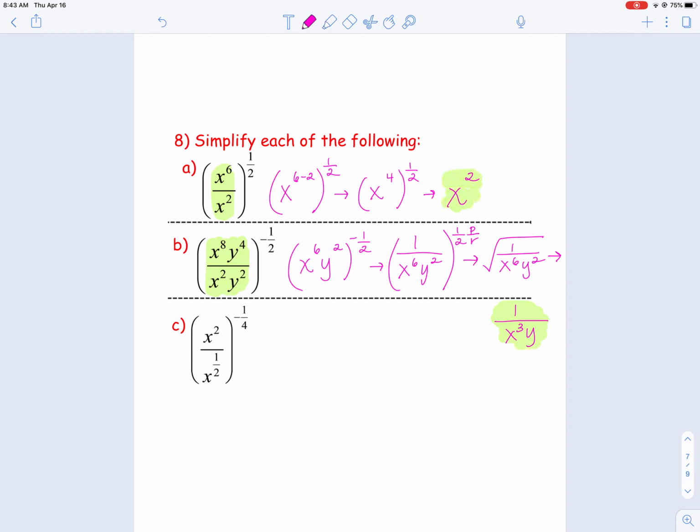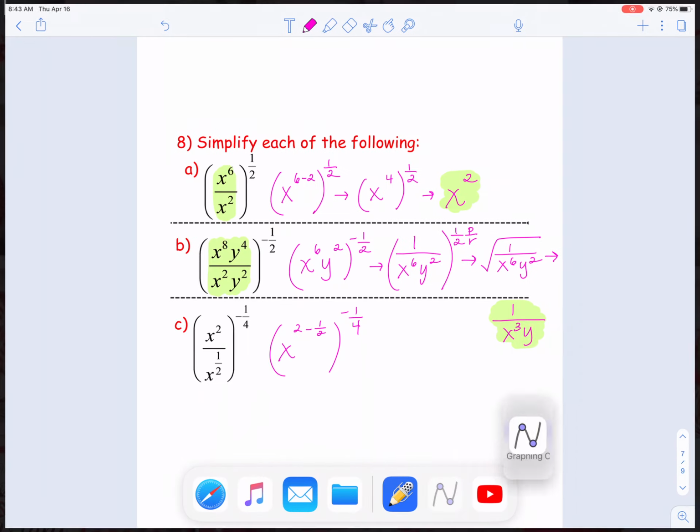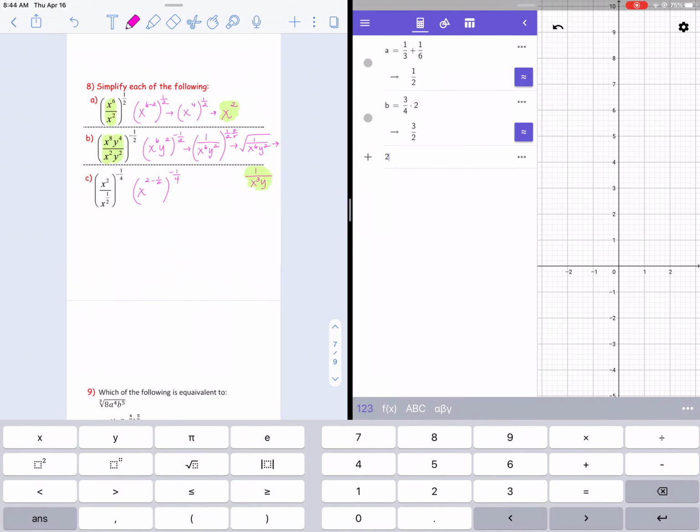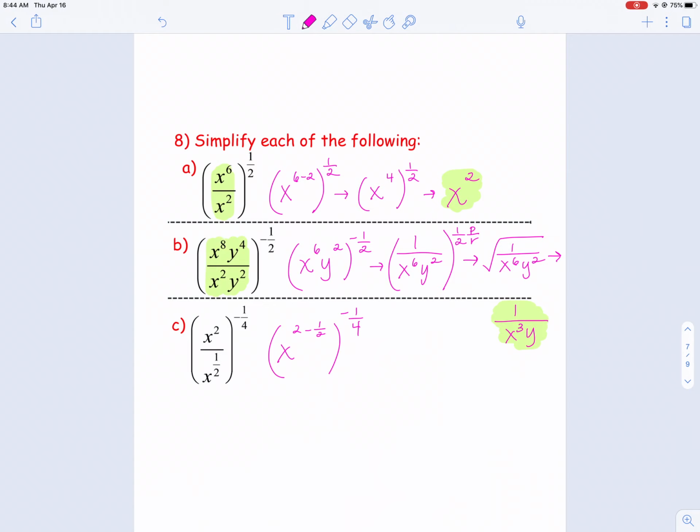Okay, I'm going to do the next one. In the next one, again, you're going to do x to the 2 minus 1/2. Everybody agrees? And you're going to raise it to the negative 1/4 power. So 2 minus 1/2. I'm going to go into the calculator and show you. If you do 2 minus 1 over 2, you get 3 over 2. I think the improper fraction is better to see. So that's going to give you x to the 3 over 2 raised to the negative 1/4.